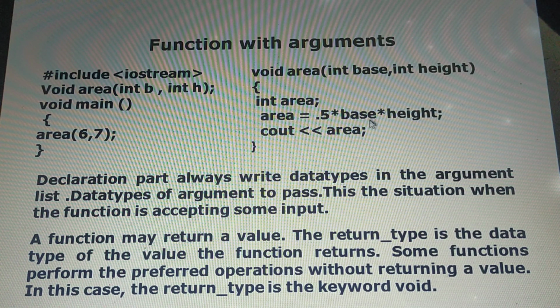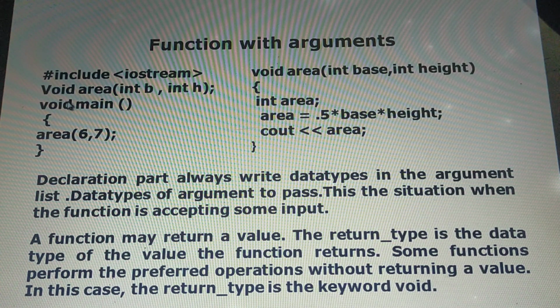Regarding this program, it is not returning any value. It is printing in the function's defining section itself, in the body of the function. If the area were returned, we would have to give the data type of the area, the data type of the returning value. Here we are not returning any value, so we have given the return type void. Suppose you are returning an integer value, here we have to give int. If it is returning a floating value, we have to give float.